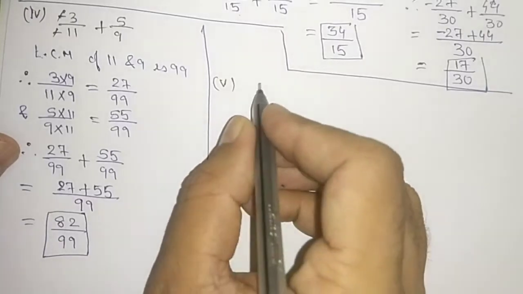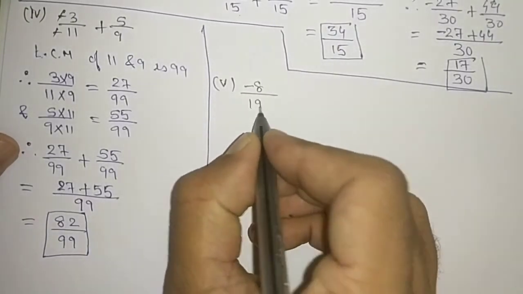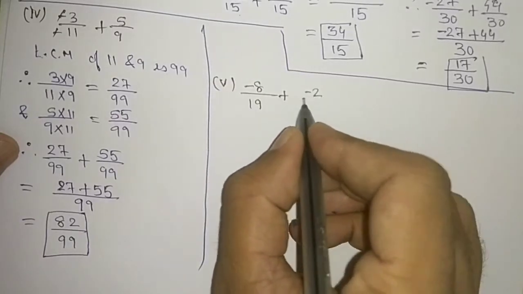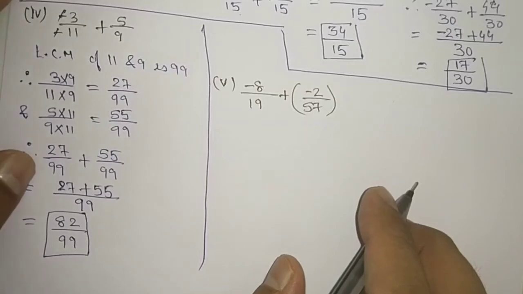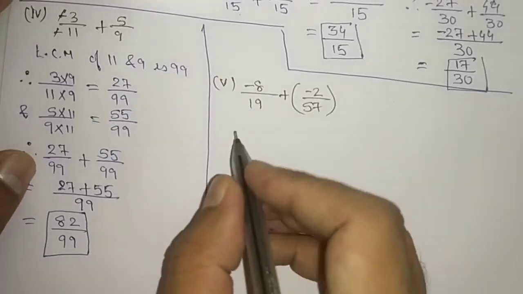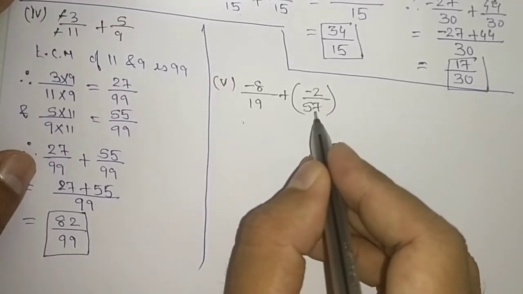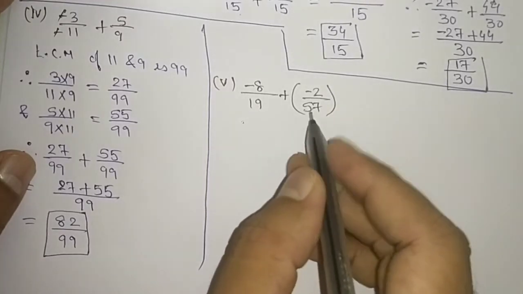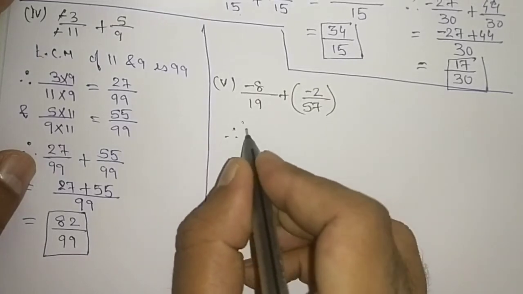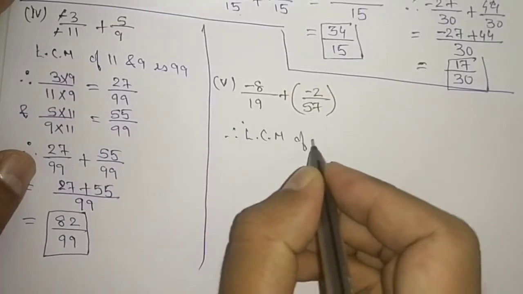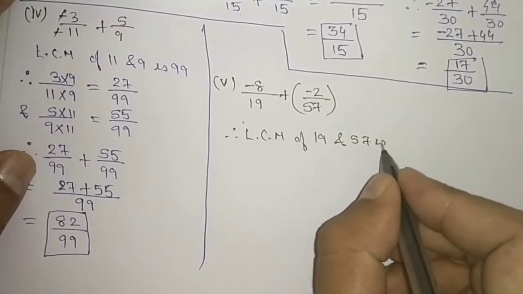Fifth part is minus 8 by 19 plus minus 2 by 57. We know that in the 19th table, 19 3s are 57, and in the 57th table, 57 1s is 57. So therefore the LCM of 19 and 57 is 57.